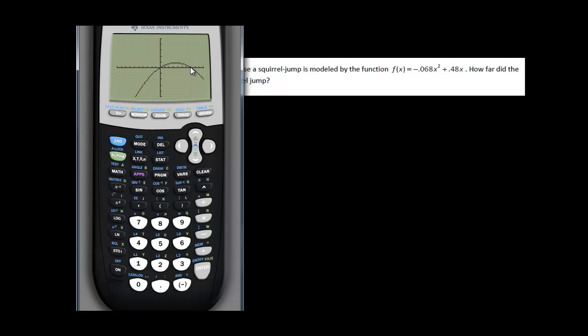So how far did he jump? So we want to find out this 0 right here. So second trace 2. Left bound is going to be anywhere just before. Right bound anywhere just after. And then guess. It's going to be 7.06.